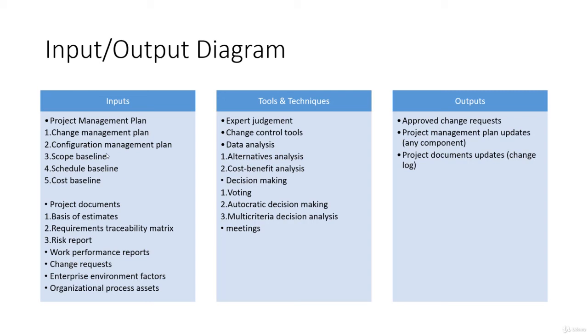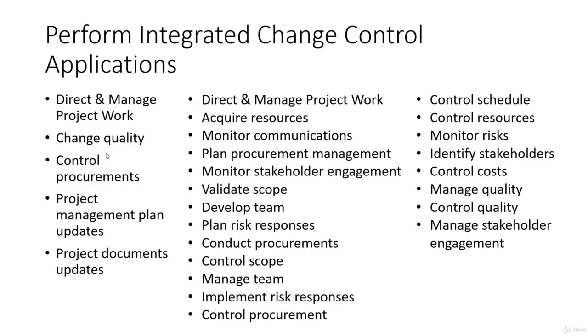In the same line, we have the cost benefit analysis. So they are going to review the cost benefit of the change. Voting simply refers to the process of voting. And as an output of this process of perform integrated change control, we will have approved change requests, project management plan updates, and document updates. And these are the applications. So all the changes or anything you do in the change control process will impact all of these.